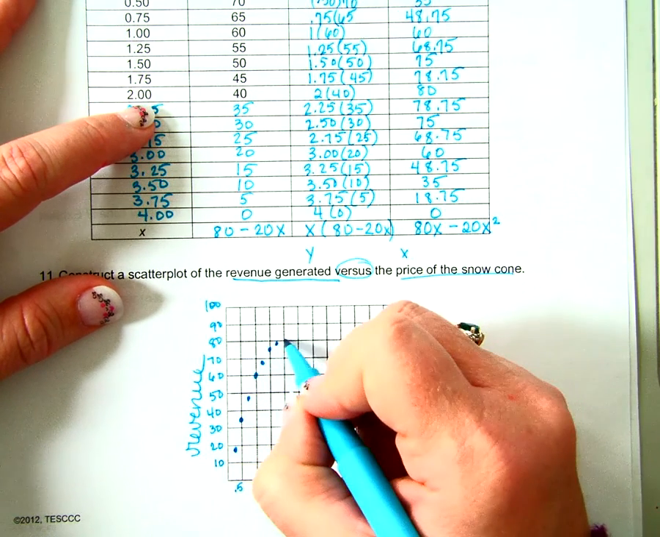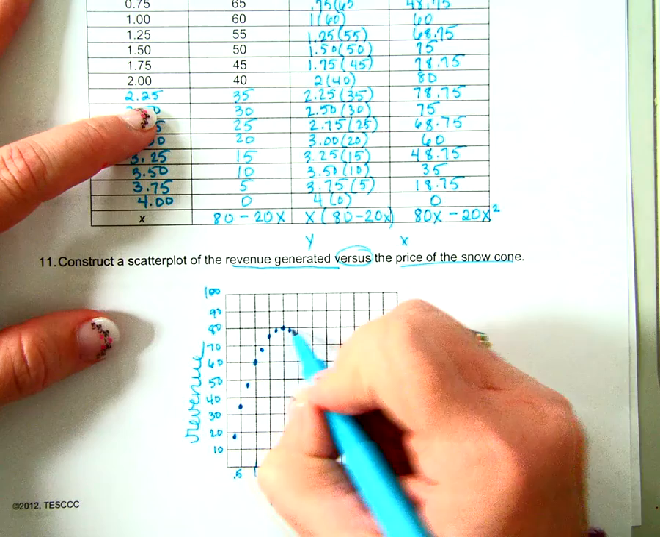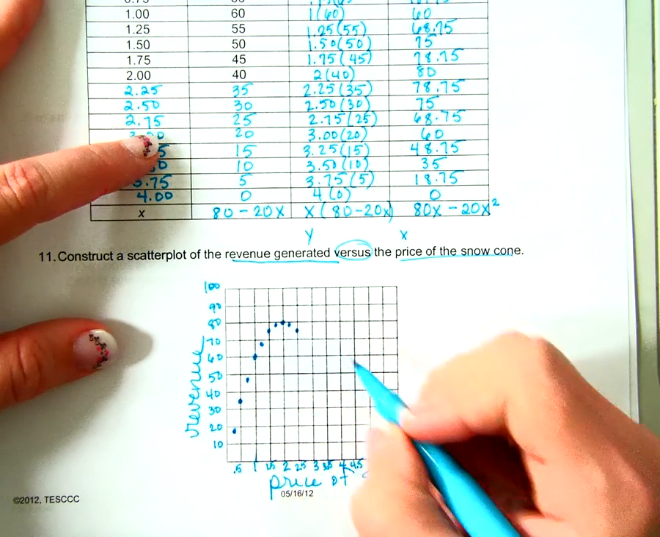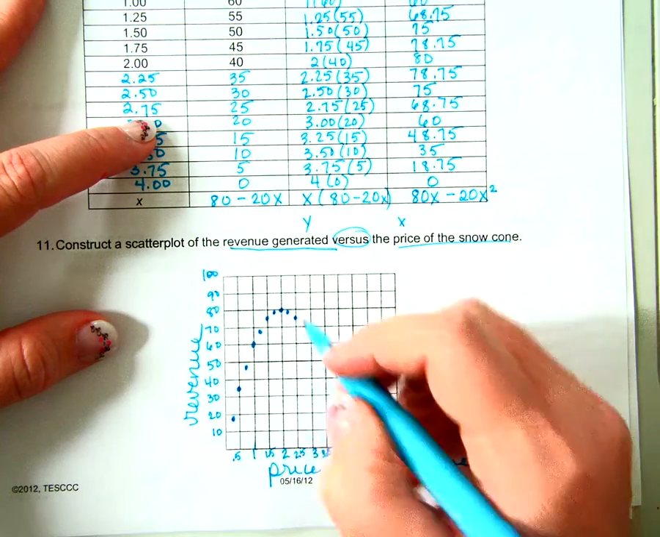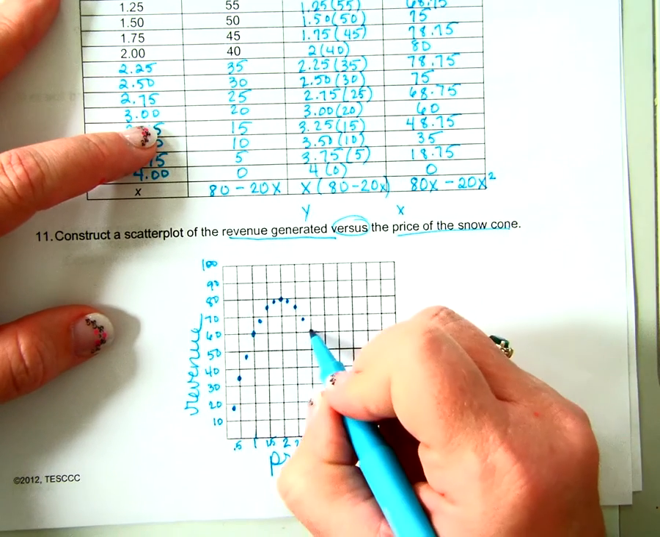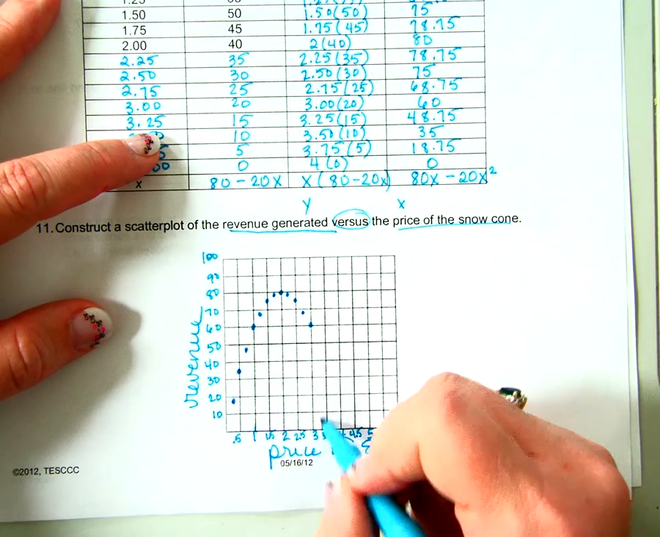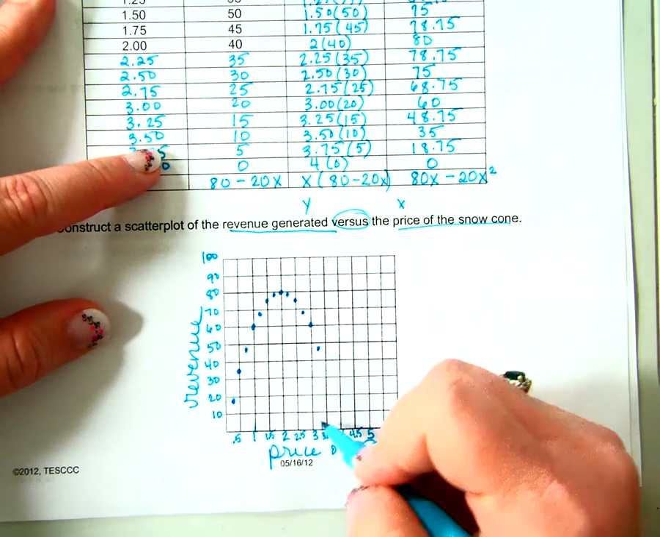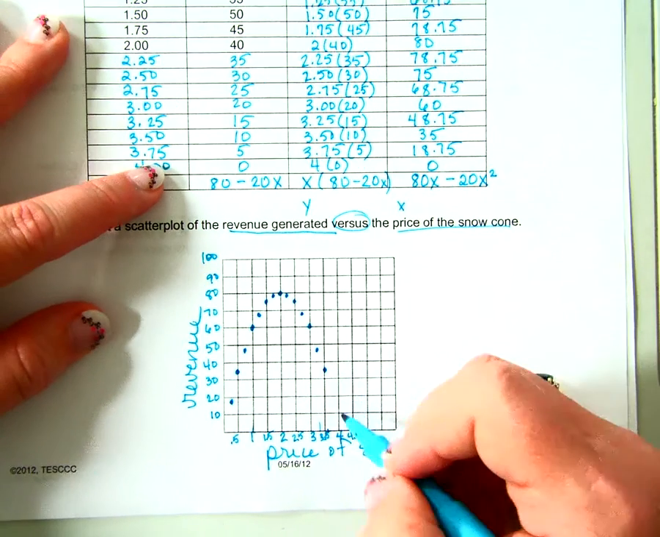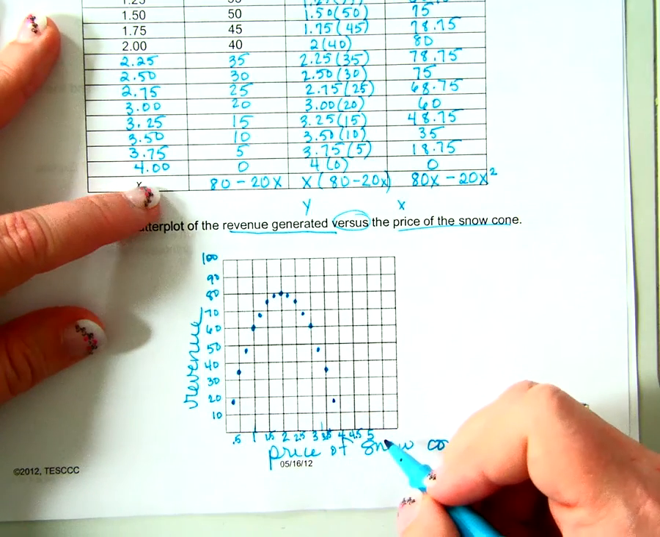And then 2 is 80. And then 2.25 is almost 80. 2.5 is 75. 2.75 is almost 70. 3 is 60. 3.25 is 48.75. 3.5 is 35. 3.75 is 18, almost 20 basically. And 4 is 0.